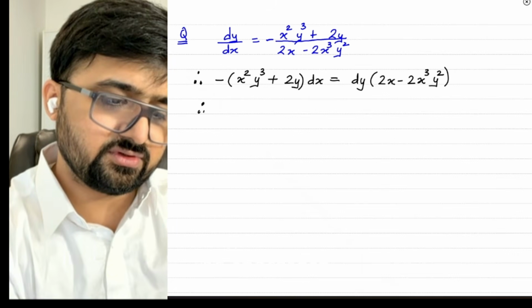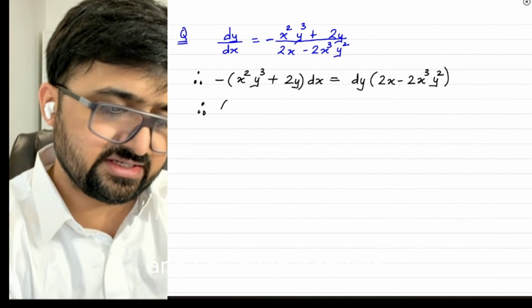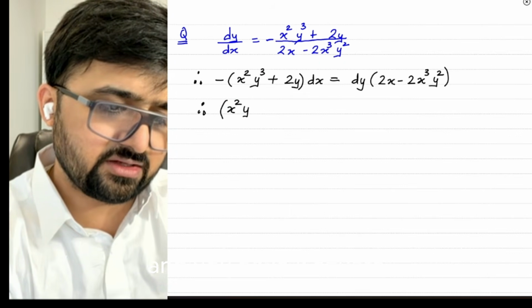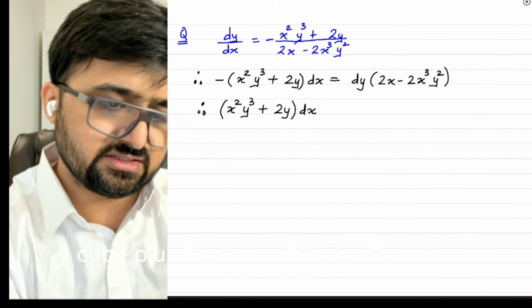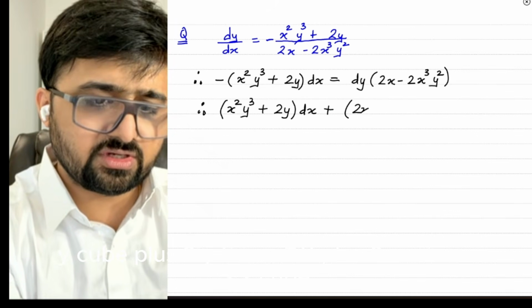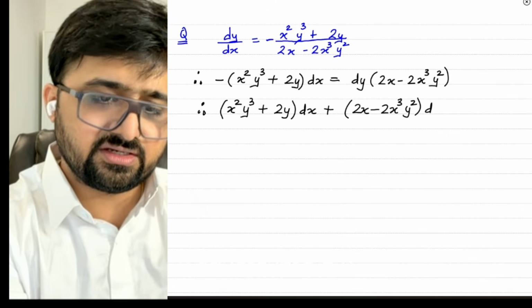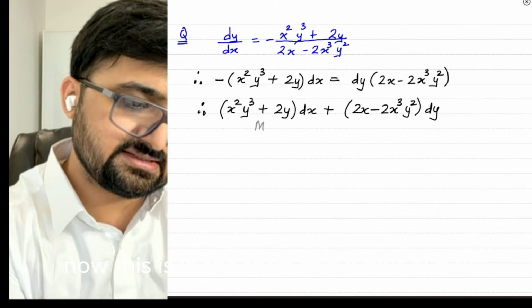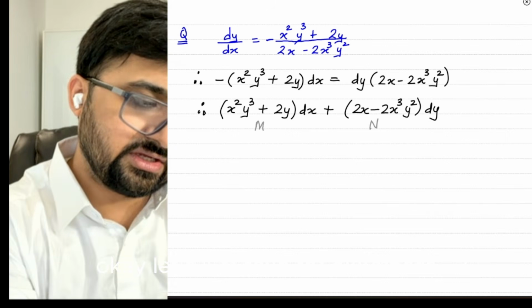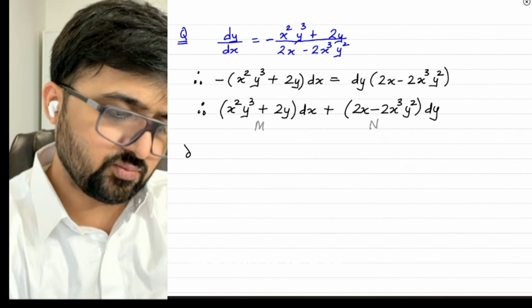Okay, so therefore just bring everything on the right hand side. Just take this negative on the right hand side and you have x square y cube plus 2y times dx plus 2x minus 2x cube y square into dy. Now this is in the form M dx plus N dy. Okay, let's check for exactness, whether it is already exact or not. Mostly it is not.